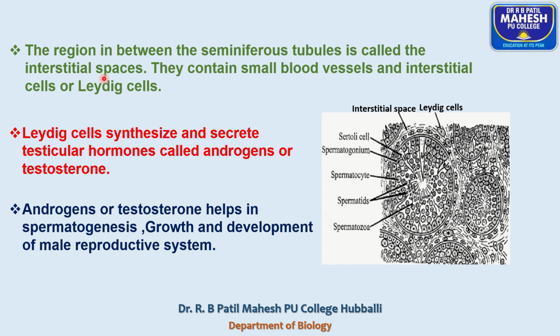So we'll complete the first session. That is, we discussed the structure of the male primary sex organ, that is testis. In the next session, we'll discuss the male accessory ducts, male accessory glands and male external genitalia.